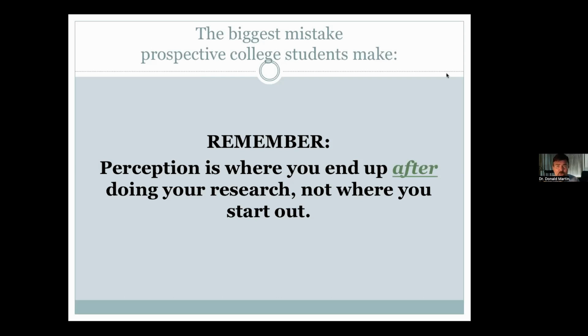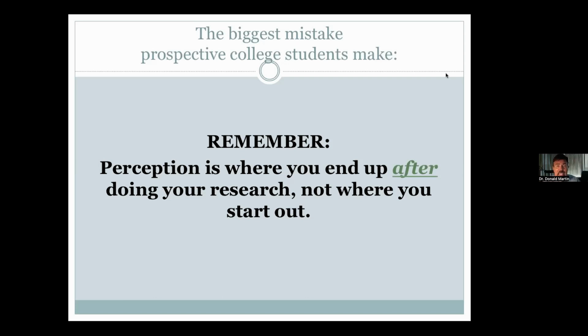This is huge. Please, please, please take the time you need to do this. It's your education, no one else's. Nobody else is going to go to college for you, but you. So you owe it to yourself to take some time to do what? Do your research.